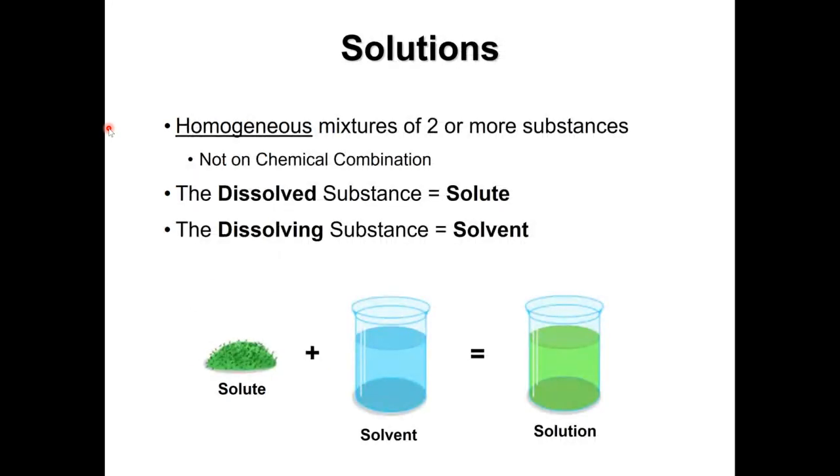Solutions are any homogeneous mixture of two or more substances that do not react with each other. I'll explain in a second what we mean by homogeneous. One of these substances, the one that gets dissolved, is referred to as the solute, and the other substance that dissolves the solute is referred to as the solvent. For example, if you put some sugar in some water, sugar will be the solute, and water will be the solvent.